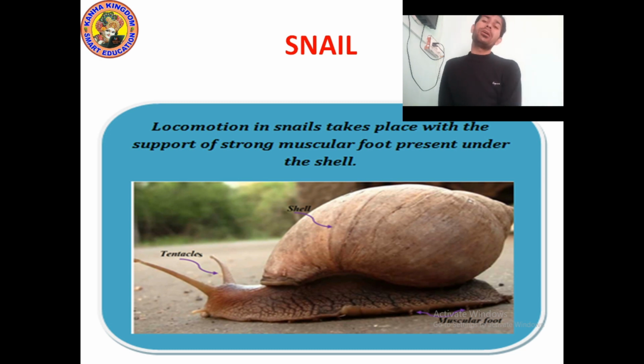And the covering of snail is known as shell. S-H-E-L-L. What is the spelling of tentacle? What is the spelling of shell? The spelling of tentacle is T-E-N-T-A-C-L-E-S, tentacles. And the spelling of shell is S-H-E-L-L, shell. And they have a muscular foot. Yes, they have a muscular foot.